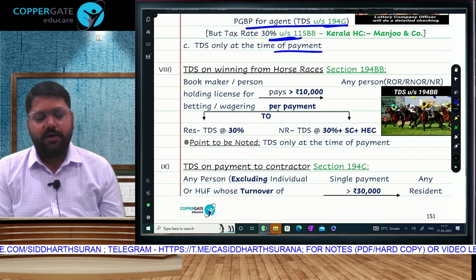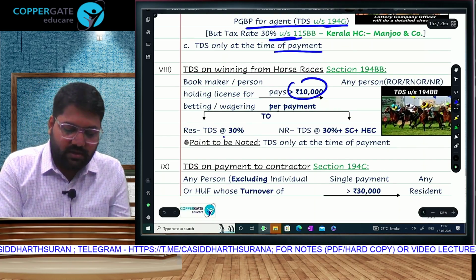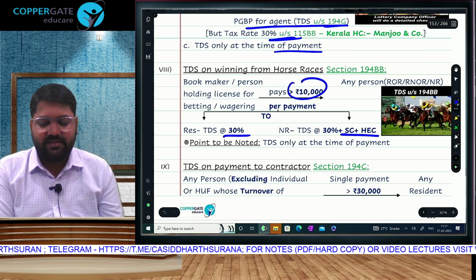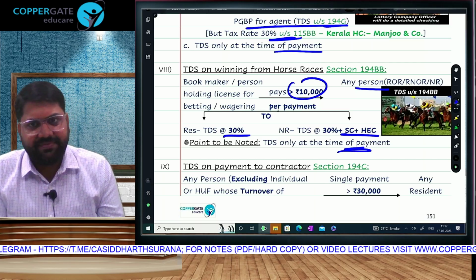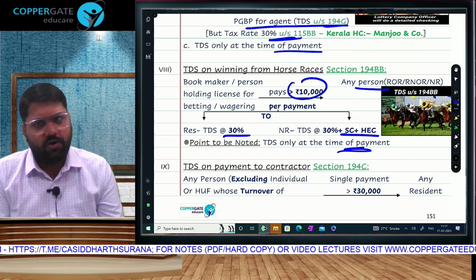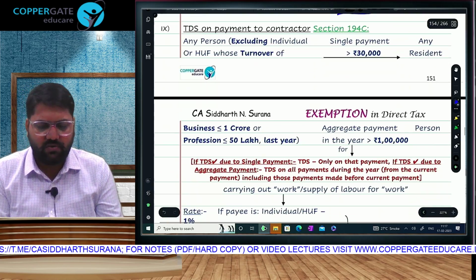Likewise, for horse races, same monetary threshold, same TDS rates, 30% plus SC plus HEC at the time of payment. Any person you are making payment to more than 10,000, then TDS of 30%, and for non-resident surcharge and HEC is also going to come.